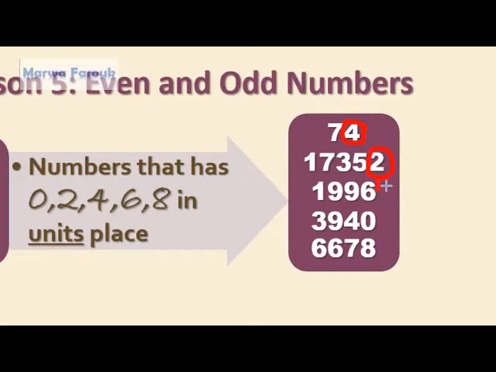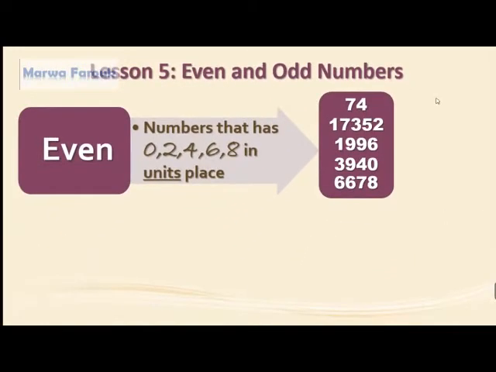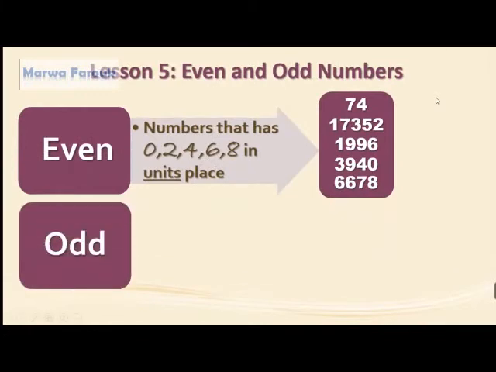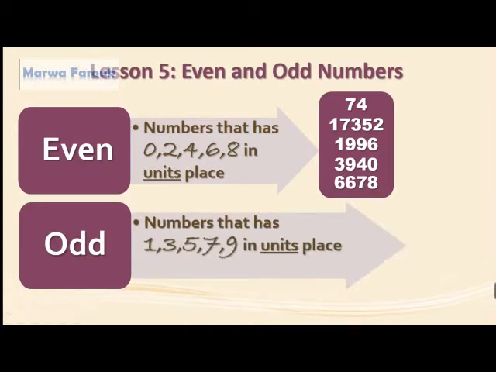1,996. Again, I will look at the units place. It's 6, and 6 is from these digits, so it's an even number. Here we have 0, so it's an even number. Here we have 8, so it's also an even number. Okay, now let's move to the odd numbers. What are the odd numbers? The numbers that have 1, 3, 5, 7, or 9 in the units place.